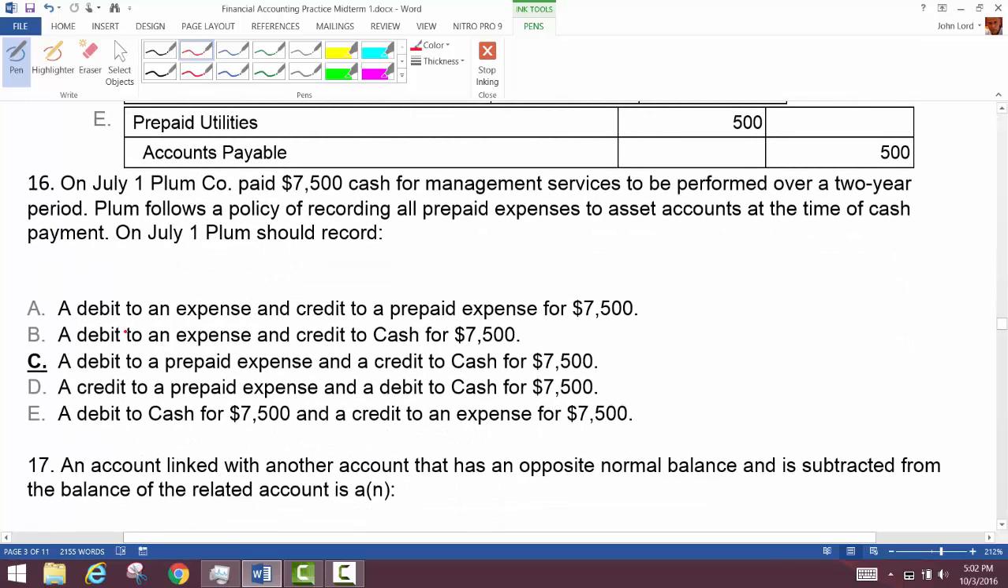Number 16, on July 1st, Plum Company paid $7,500 cash for management services to be performed over a 2-year period. Plum follows a policy of recording all prepaid expenses to asset accounts at the time of cash payment. I think they'd be a little remiss if they didn't do that, because then they'd have to figure out something to do later, which is making their job harder than simply going to their general ledger software and doing like we did in that example, which would be to debit the prepaid asset, credit the cash, right?